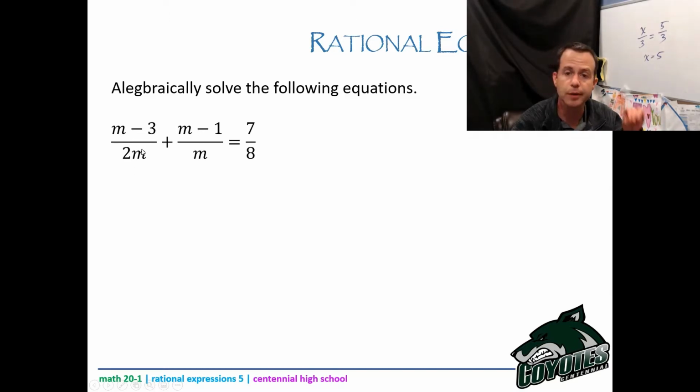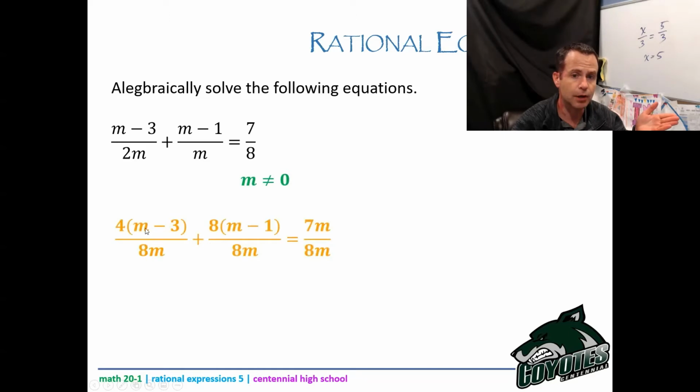So whatever I do to the bottom, I have to do to the top. This guy here, I need to multiply it by 8. Whatever I do to the bottom, I'd have to do to the top. This guy here, I'd have to multiply by m. Whatever I do to the bottom, I have to do to the top. Let's talk NPVs before I do that. M can't be 0. Okay, and then here I've gone, I multiplied this by 4. 2 times 4 is 8. Okay, I multiplied this by 8. And I multiplied that guy by m, just like I said I would.